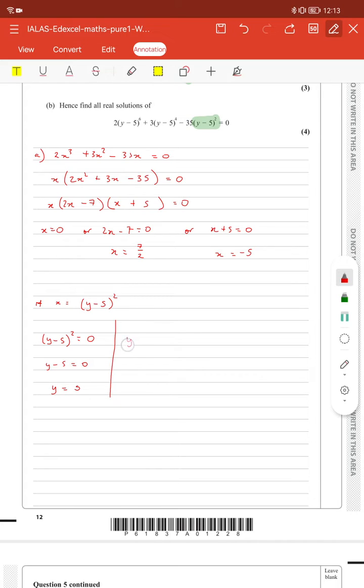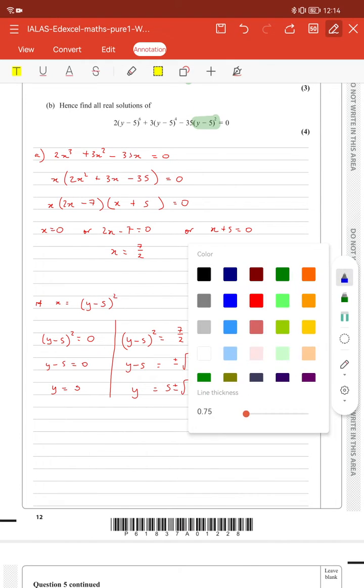Or we can say y minus 5 squared is equal to 7 over 2, so y minus 5 is equal to plus or minus root 7 over 2, y is equal to 5 plus or minus root 7 over 2. And lastly, y minus 5 squared is equal to minus 5. But we cannot square root a negative number, so that gives us no solutions.